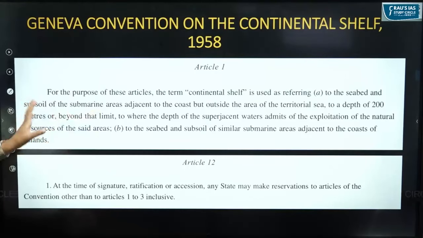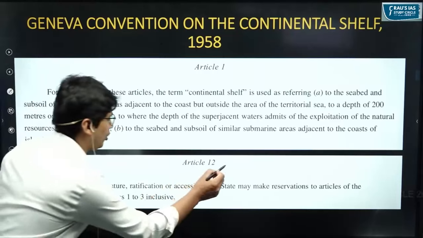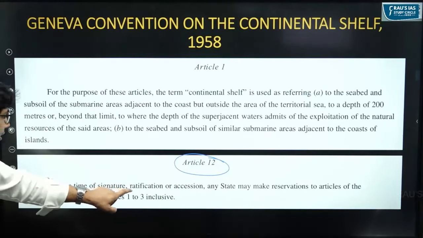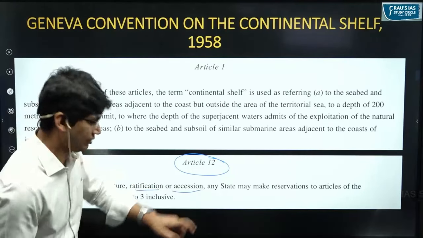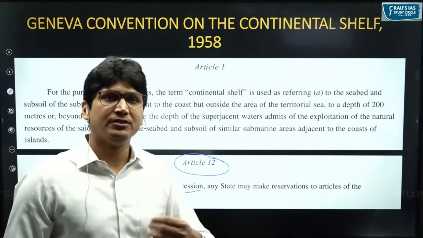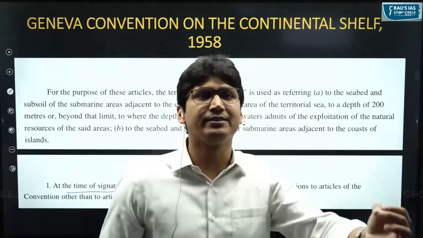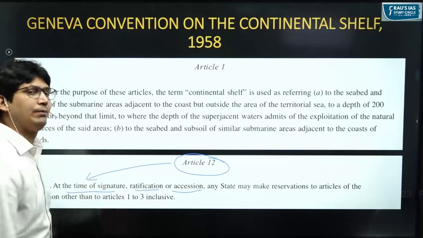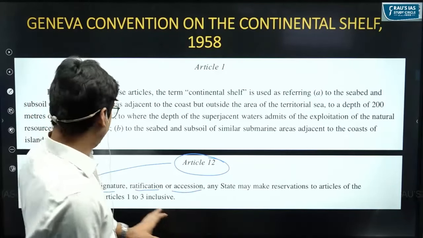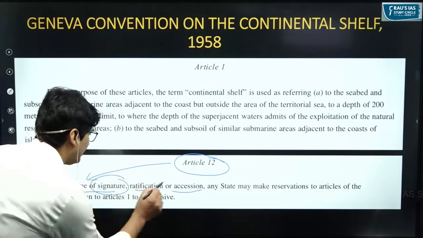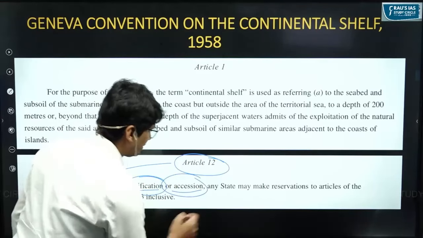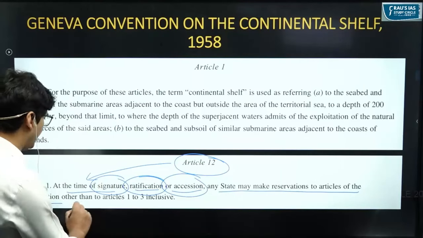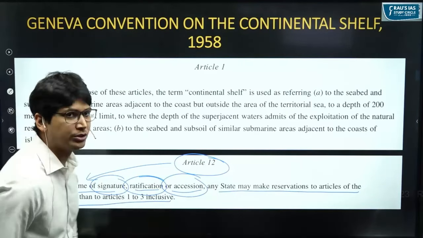See, so this is Article 1, and Article 12 talks about reservation. So it says, at a time of signature, ratification or accession. So even if Germany has signed this treaty, this provision of reservation still applies to Germany. It says that at a time of signature, ratification or accession, any state may make reservation to articles of the convention other than to Article 1 to 3 inclusive.